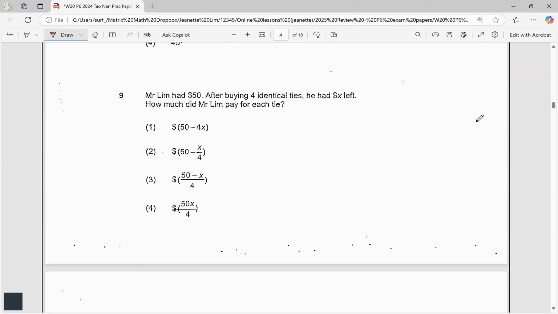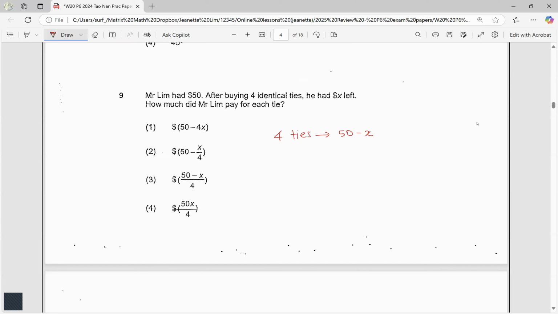Question 9. Mr. Lim had $50 after buying 4 identical ties. He had X dollars left. How much did he pay for each tie? Okay, so this question is about algebra. So we want to find the cost of each tie. So with $50, he bought 4 ties and had X dollars left. So to find the cost of the 4 ties, we will have to take away X, right? Take away the amount left. So this is the amount spent on 4 ties.